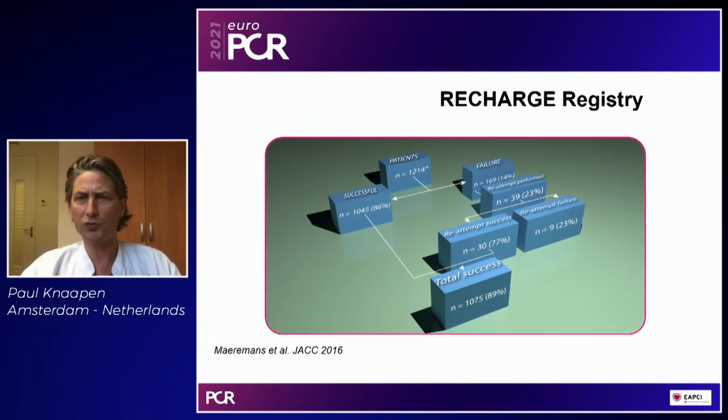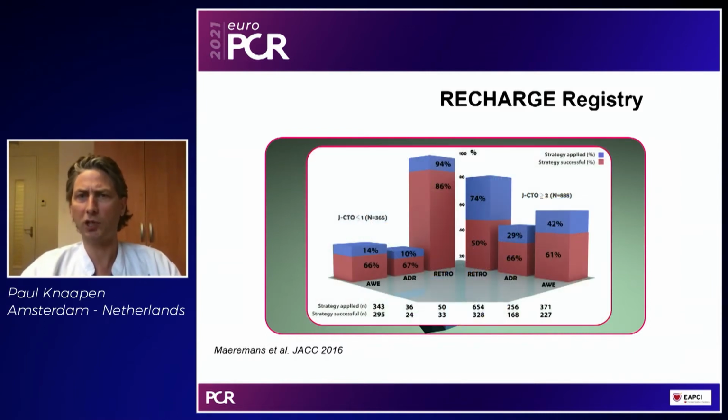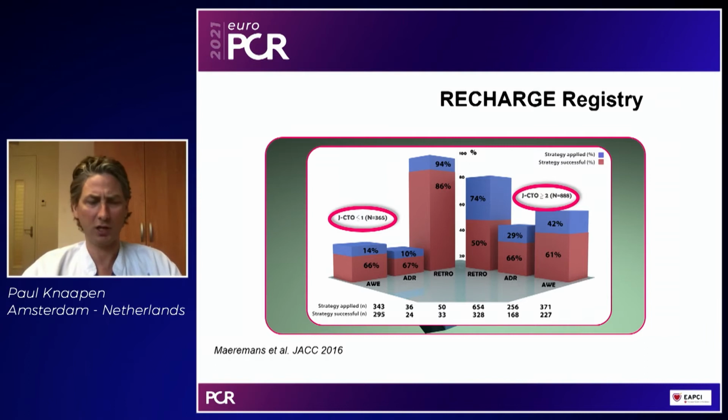This is very successful. This is the research database led by Jo Dens from Belgium in 1,214 patients, showing a success rate of almost 90%, with 75% of these cases being wire cases. So wiring has become extremely successful. And this is not only so in the low J-CTO scores, but still holds true in the higher J-CTO scores. With advancement of wire technology, success rate in even more difficult cases tends to go up.